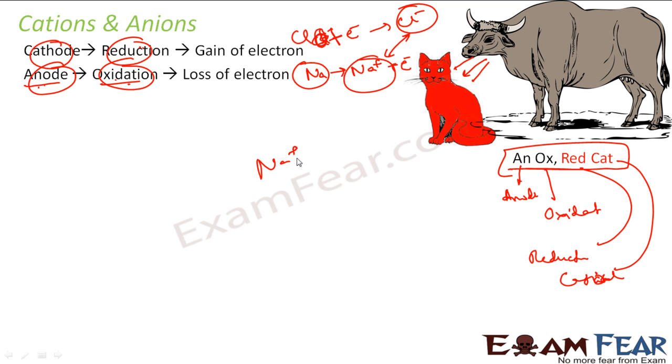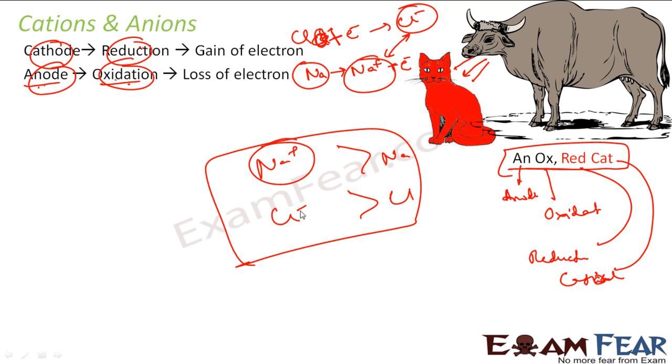Don't think that Na+ is positive so it is not stable. Na+ is more stable than Na. Cl- is more stable than Cl. So don't be confused by the charge, thinking Cl- won't be stable. Actually, Cl- is more stable than chlorine, and sodium plus is more stable than sodium. So that's the memory tip. There is the ox chasing the red cat. Anode means oxidation, and cathode means reduction.